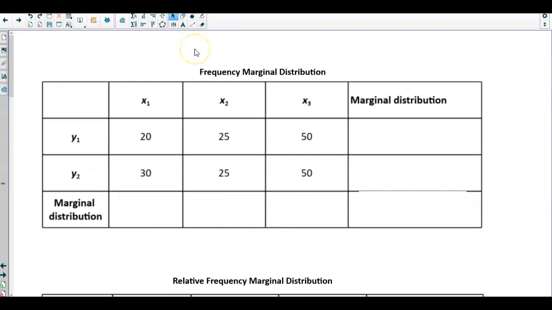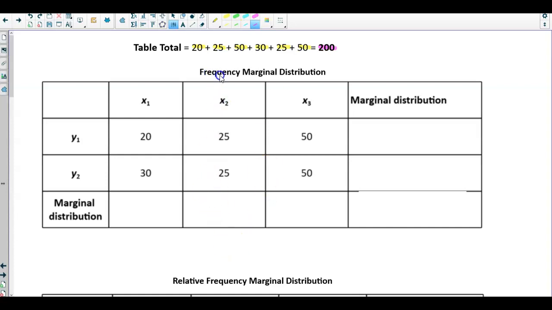The first thing we need to do is determine the table total. So we need to add up all these values that are in the table and find a total. If we take each value in our table, in this case 20 plus 25 plus 50 plus 30 plus 25 plus 50, that gives us a total of 200.